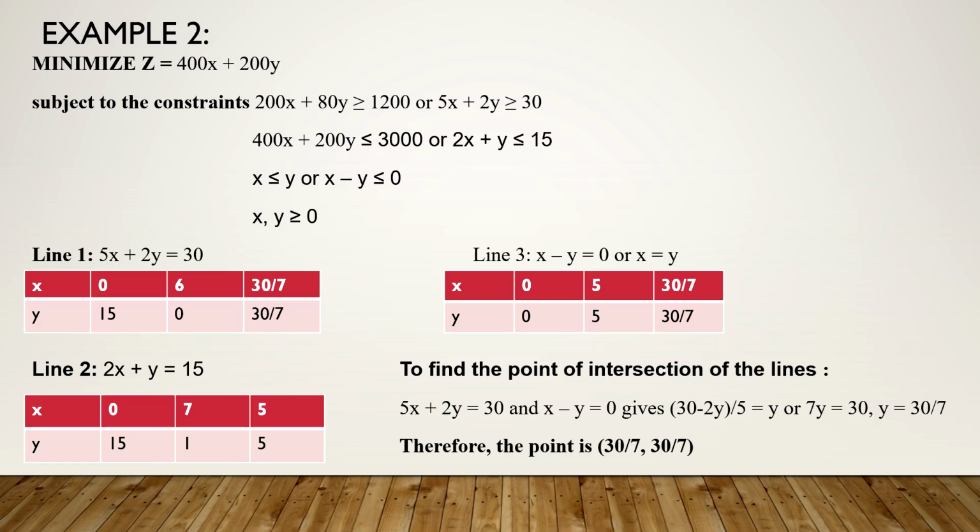Second line, when x is 0, y is 50. Here if you take y as 0, you'll get x in fractions. So to avoid that, we have taken y as 1, so x is 7. Remember, you need at least 2 points to plot any line. The third line is x equal to y, simple. So whatever x value you take, the same y value you get. Now let us plot the graph.